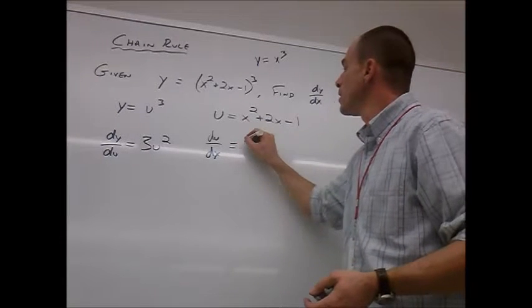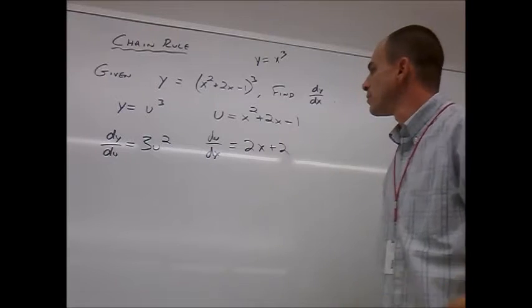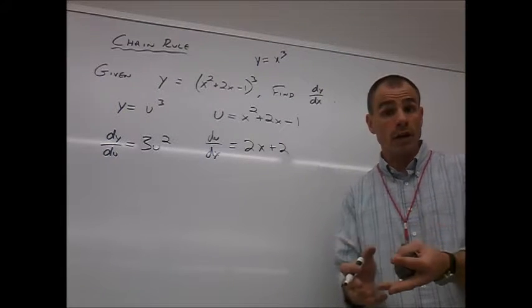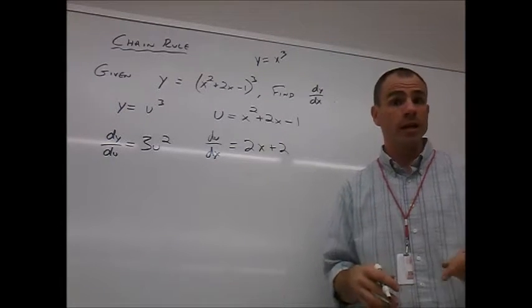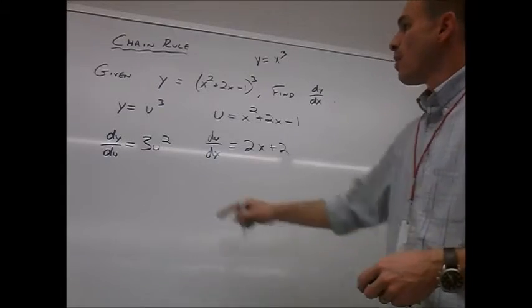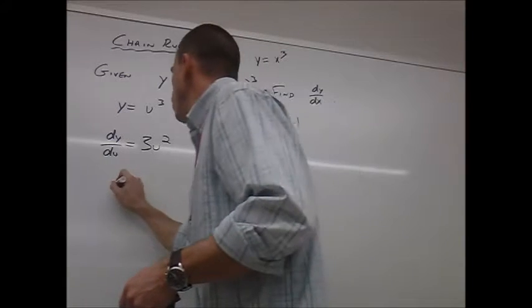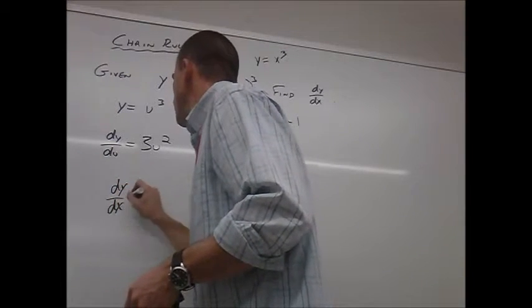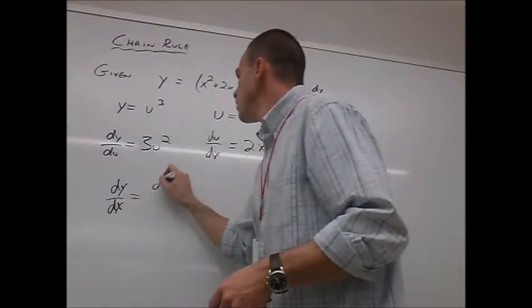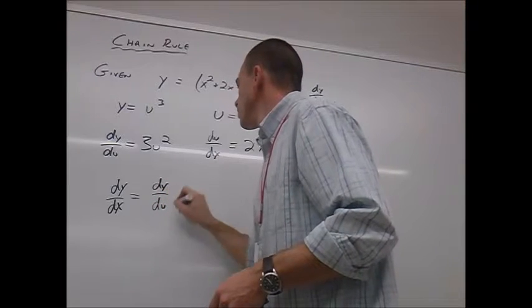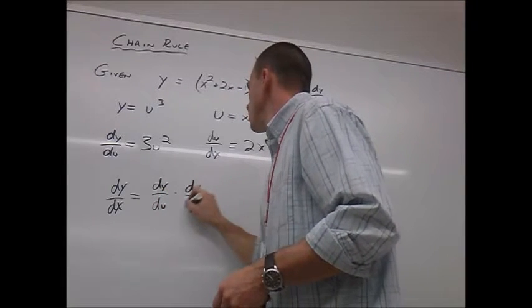Yeah, it would be 2x plus 2. Okay, why do we want to do that? Well, it goes back to the whole running from the previous video. Our goal, remember, is dy/dx. Well, dy/dx can be dy/du times du/dx.